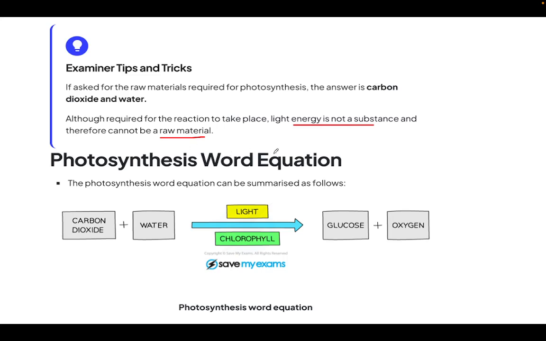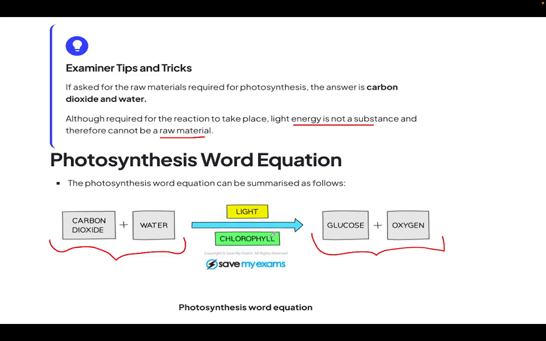Now, the photosynthesis word equation, we should memorize it. And we see that it is the opposite of respiration, if you may say. So we see that we need carbon dioxide and water. These are raw materials. And we have glucose and oxygen, which are the products of this chemical reaction. But of course, we also need light energy, which is absorbed by chlorophyll. And chlorophyll is found inside the chloroplast. I think it is clear.